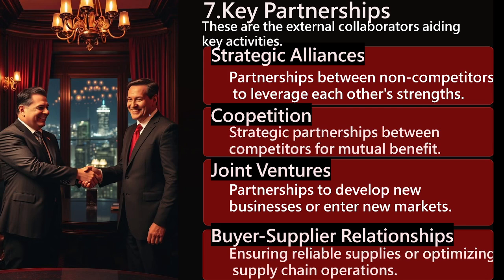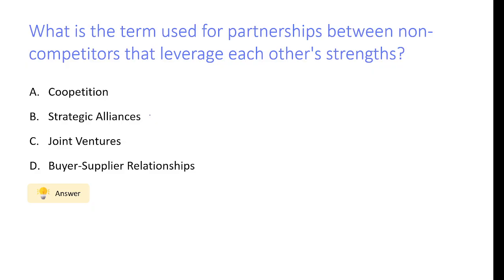We have another form of key partnership, the buyer-supplier relationship, having a partnership with the suppliers who will supply you with raw materials or other things that you will need. Here is a question. What is the term used for partnership between competitors that leverage each other's strengths? The correct answer is B, strategic alliances.